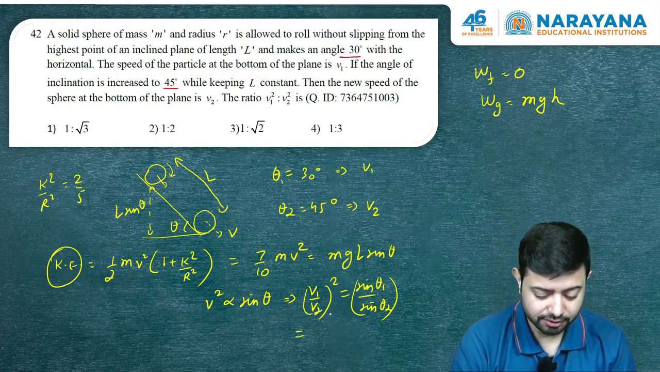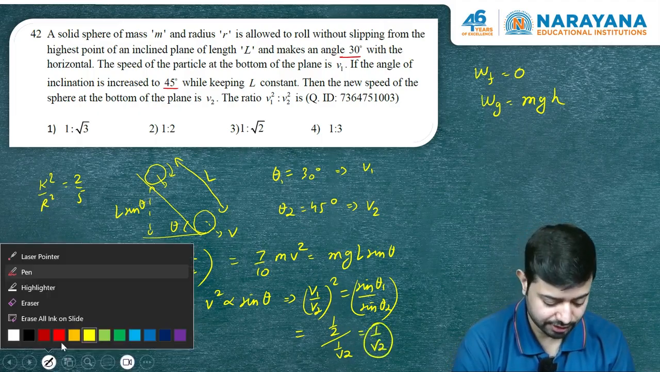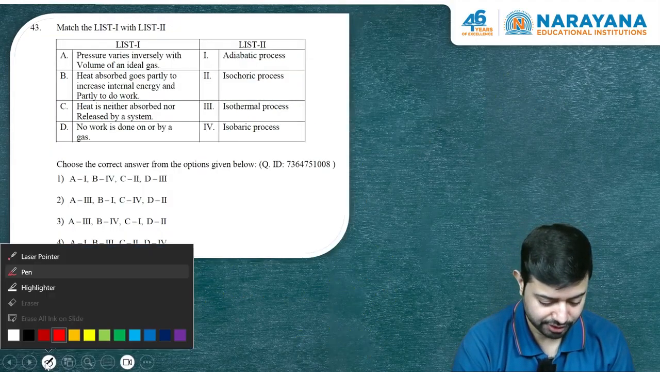So, what is sin theta 1? Sin 30 is half. What is sin 45? Sin 45 is going to be 1 by root 2. So, overall, it is 1 by root 2. That is my answer. Which option is matching? It is the third option. I hope it is clear. Let us move to the next one.